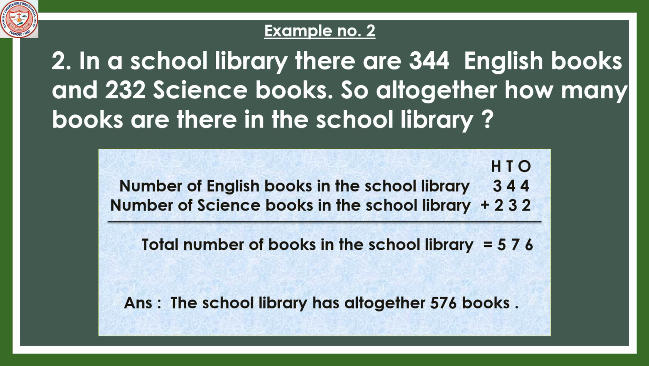Now you have to do addition. Add the numbers step by step, and that is first add the ones, that is 4 ones plus 2 ones is equal to 6 ones. Then add the tens, and that is 4 tens plus 3 tens is equal to 7 tens. Then finally add the hundreds, and that is 300 plus 200 is equal to 500. So now you got the answer, and that is 576. So the school library had altogether 576 books.